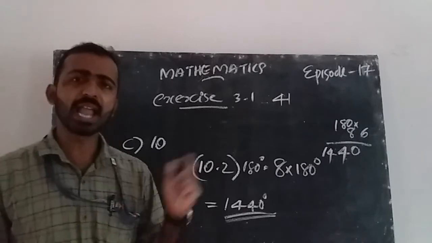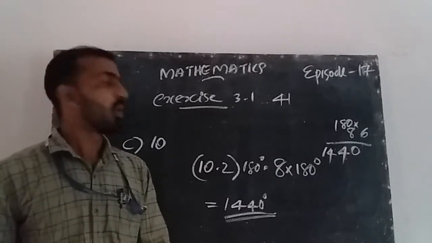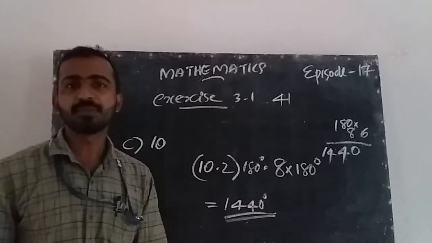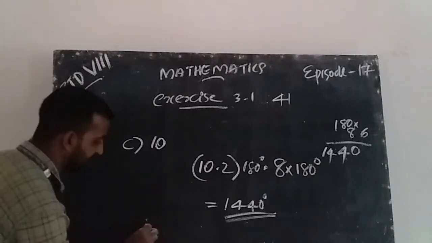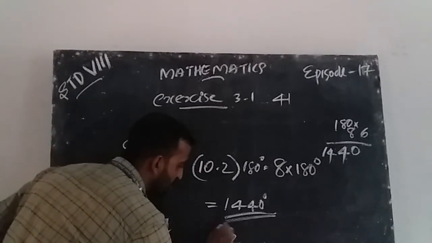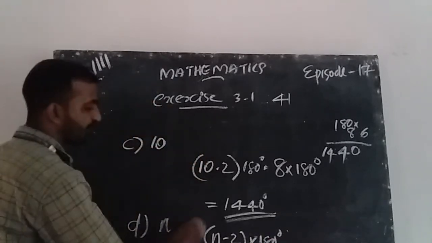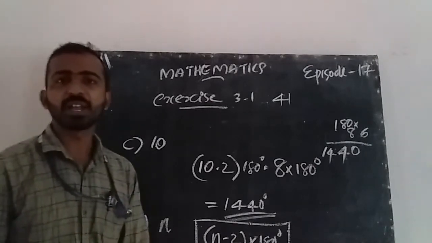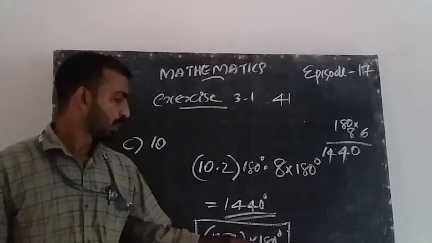What can we say? An n-sided convex polygon has n sides. The convex polygon's angle sum is what? That is n minus 2 into 180 degree. This is the formula for ours. What is the sum of angles of an n-sided convex polygon? That is n minus 2 into 180 degree.